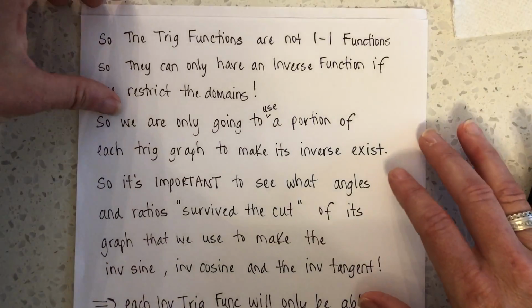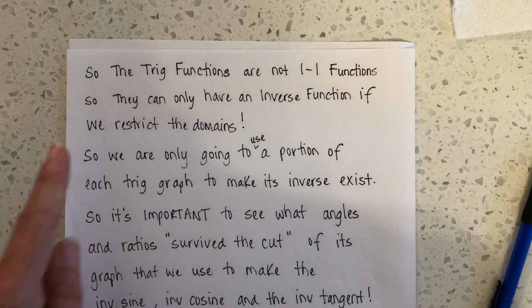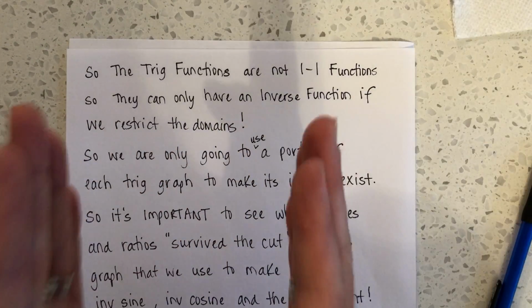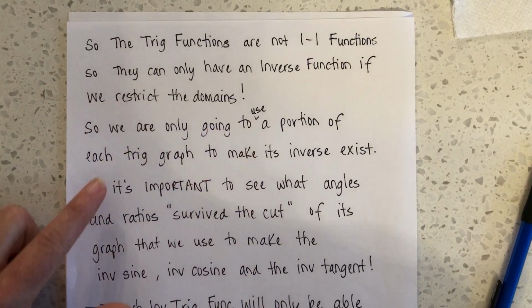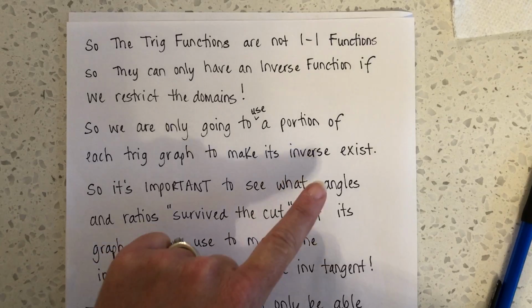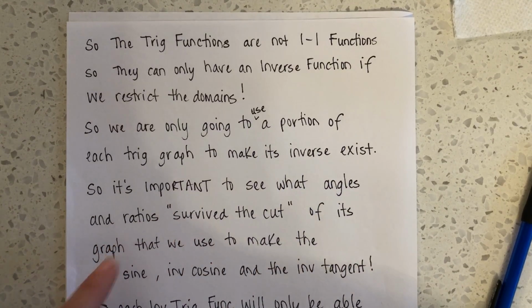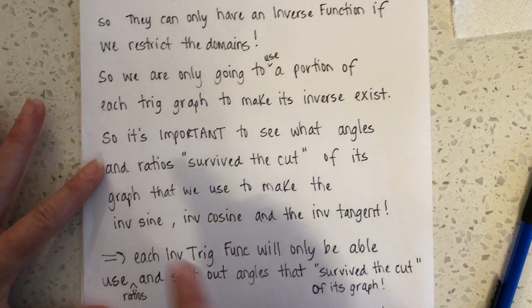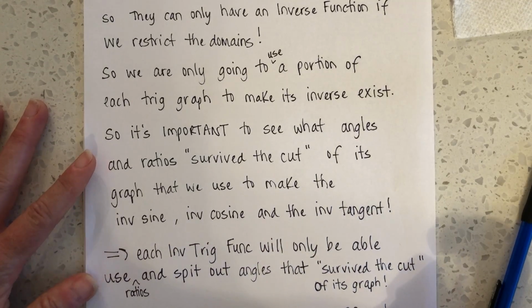All right, so let me just read that to you so you can see that again. The trig functions are not one-to-one functions, so they can only have an inverse function if we restrict the domains, right? If we chop a portion of their graph. So we are only going to use a portion of each trig graph to make its inverse exist. So it's important to see what angles and ratios survived the cut of its graph that we use to make the inverse sine, the inverse cosine, and the inverse tangent functions, okay?